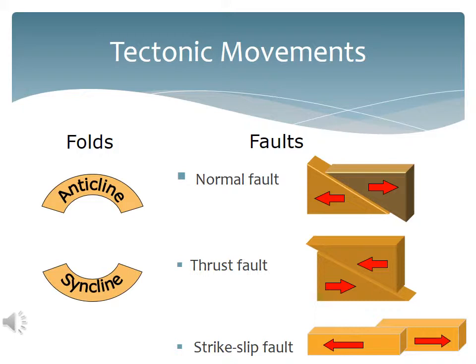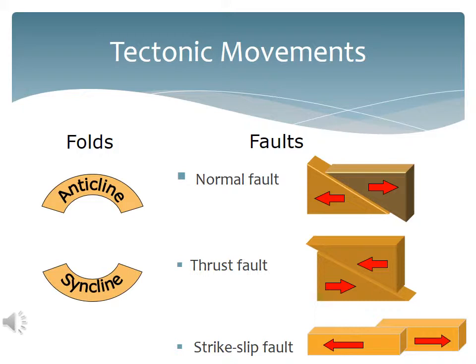With faults, you're breaking the crust, and one piece of the crust moves relative to the other. We got a normal fault. This is a fault generated by tension, a pulling apart. The rock moves apart, and one piece slides down relative to the other, generating a fault scarp, a little cliff.